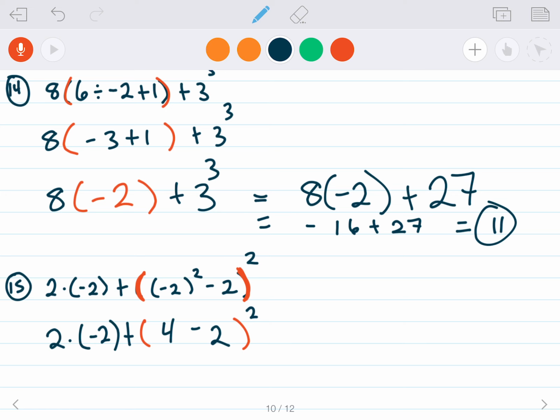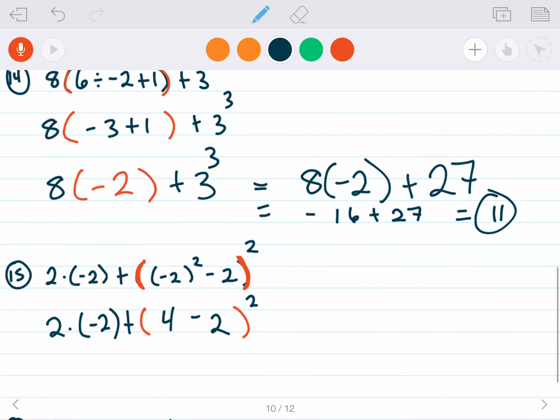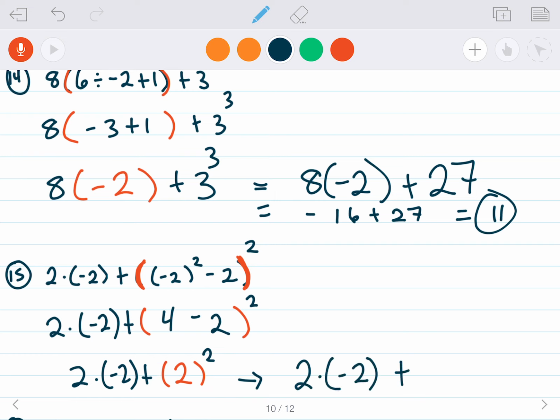Okay. Now, inside the parentheses, 4 minus 2 is going to give us 2. And we'll carry everything else down. All right, next comes the exponent. So 2 squared is 4. So this becomes 2 times -2 plus 4. Next comes multiplication. 2 times -2 is -4. So that becomes -4 plus 4, giving us a final answer of 0.